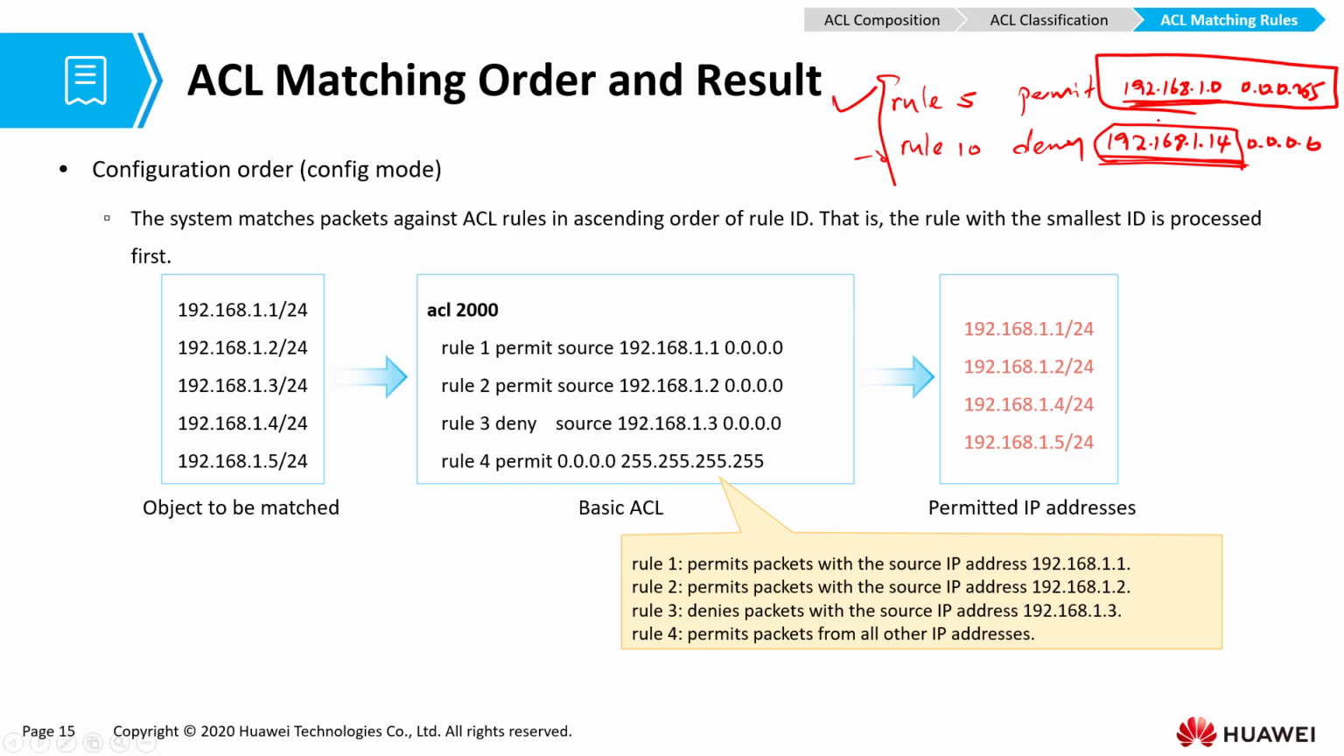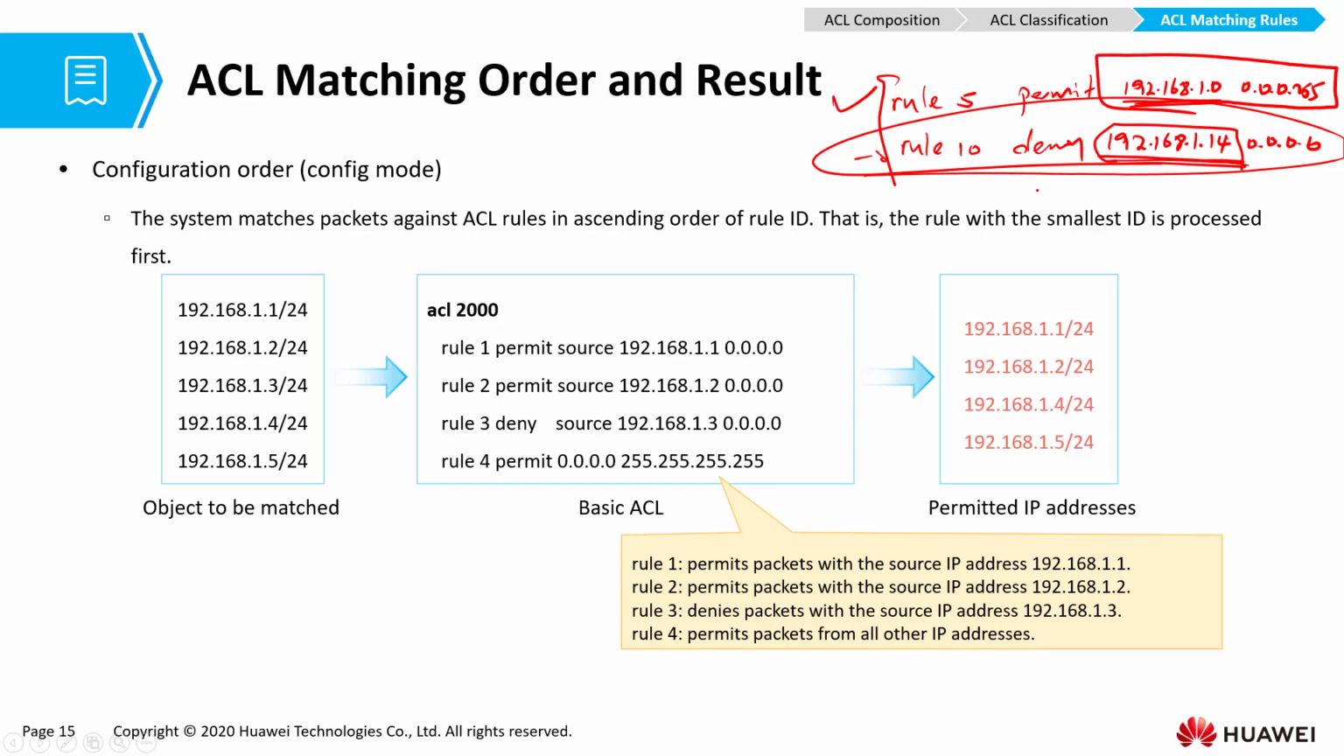So it will be permitted, and after being permitted, since a rule has been matched, we won't match any further. This rule right here will never be reached at all. So they overlap. Therefore, the ACL matching order is extremely important, that we all understand the ACL matching order. Now, our devices support 2 matching orders.